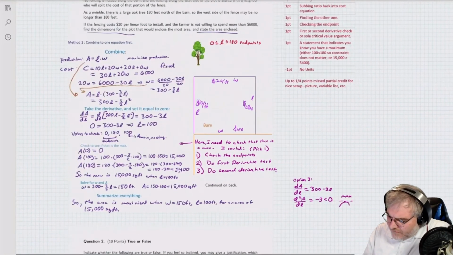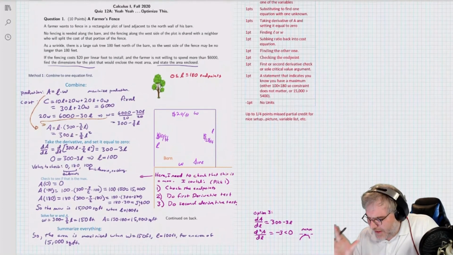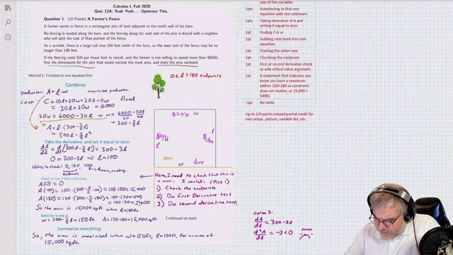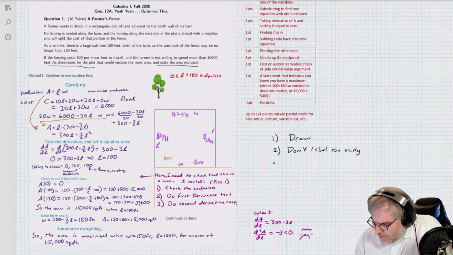All right, so advice for doing these problems. If you want some advice, here's the first bit. Draw. The second bit is don't label too early. And the third bit is, if you can't figure it out, impose an interpretation.